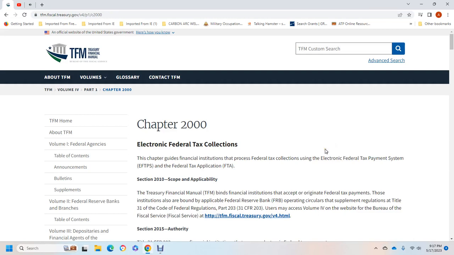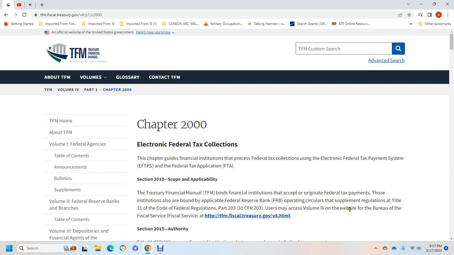Alright, Chapter 2000, Volume 4, Part 1, Chapter 2000, Electronic Federal Tax Collection. Chapter guide with the financial institution. Federal tax collection, either the Electronic Federal Tax Payment System or the Federal Tax Application, Section 210. The Treasury Financial Manual is binding with the financial institution except for the originating federal tax payment. Those institutions are bound with the applicable Federal Reserve Bank operating circular.